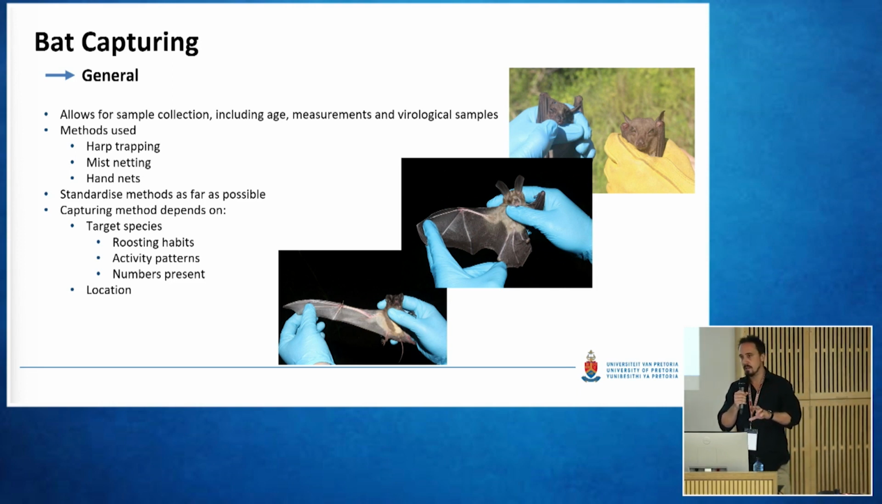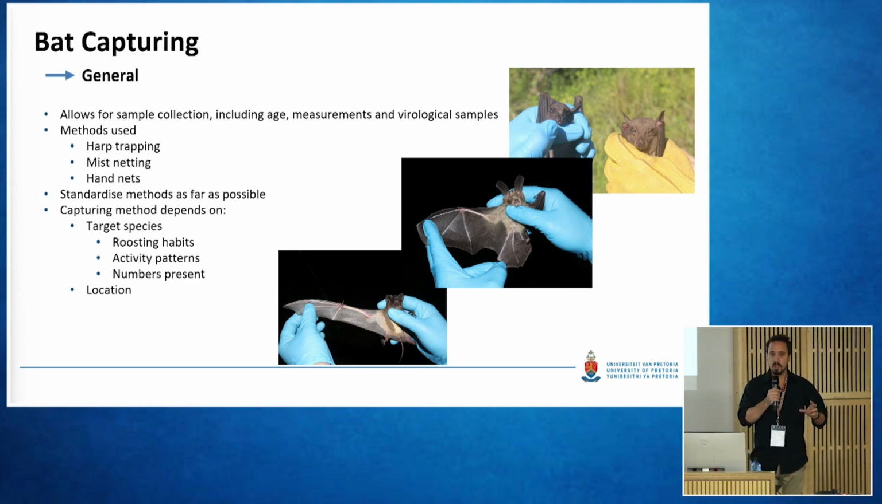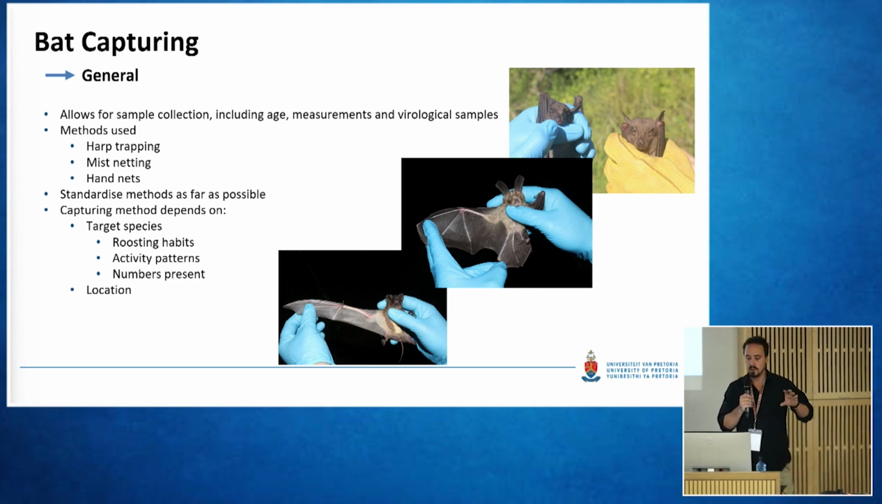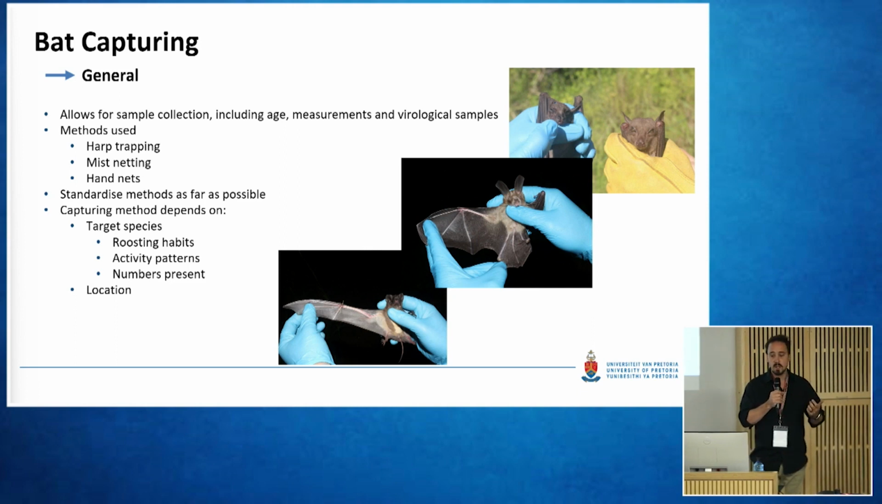Now, when you consider the method to use, it's firstly important to consider the species that you're targeting. For a lot of the work that we do, we don't go species specific, so we don't target trap. We try and do it general, but if you are looking to capture specific species, it's important to look at the species' roosting behavior and activity, and also the numbers present, because the method you use depends on the number of bats present. And then location. For each location, you tend to use a different method.